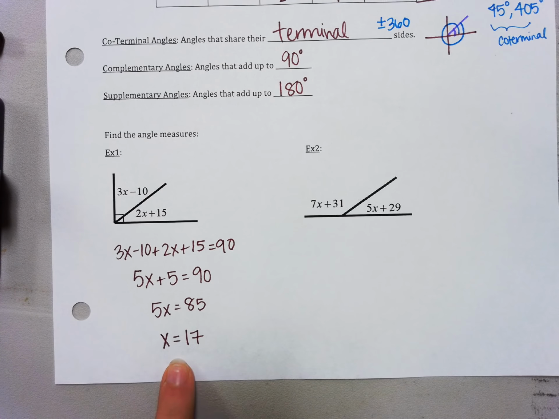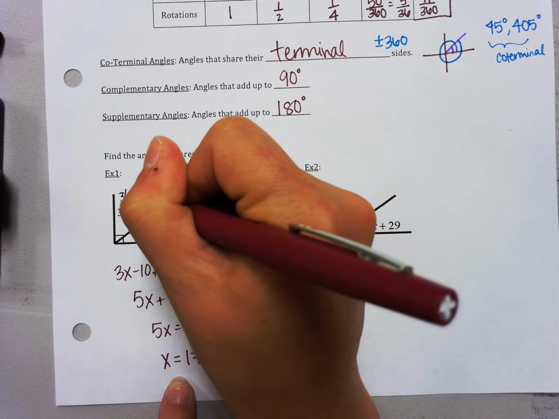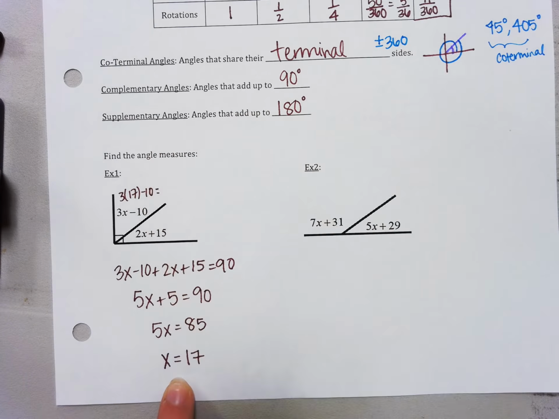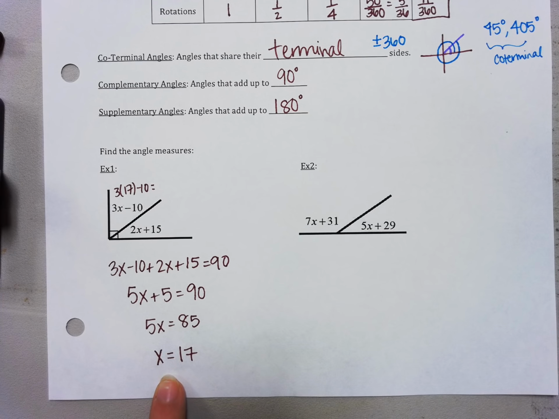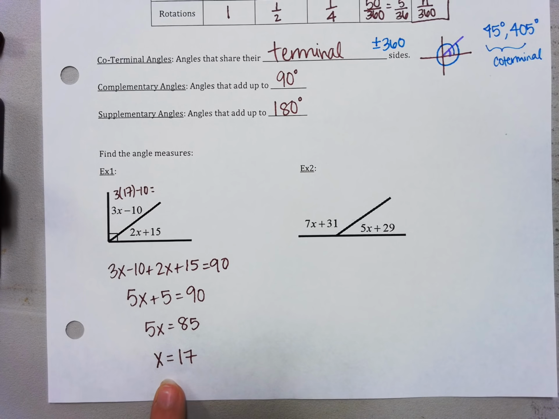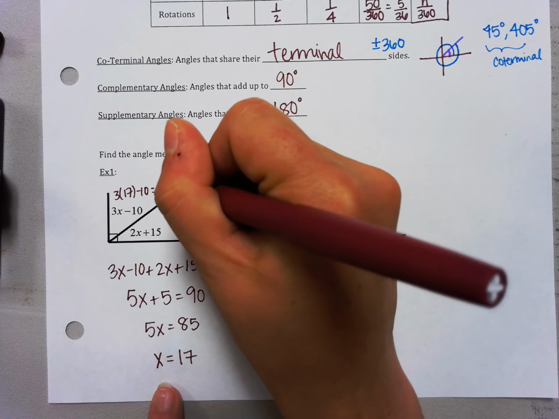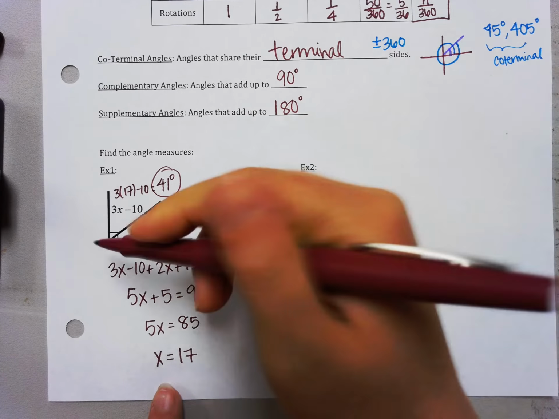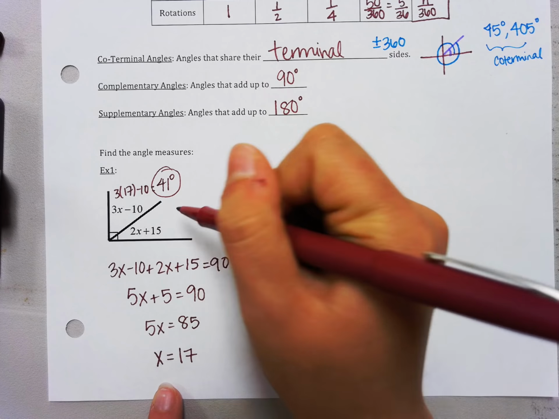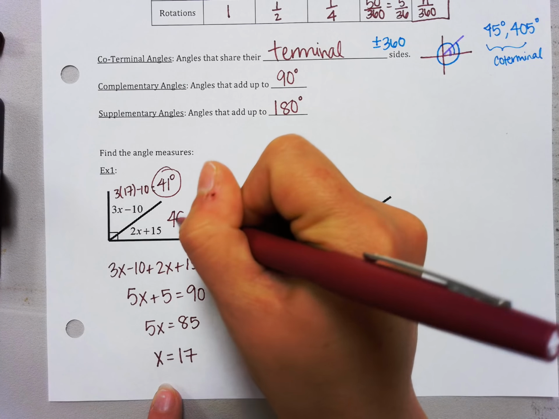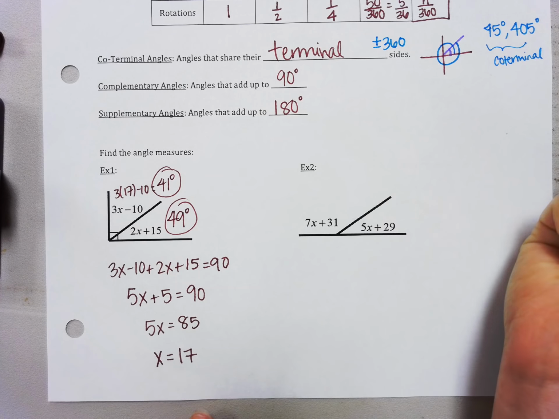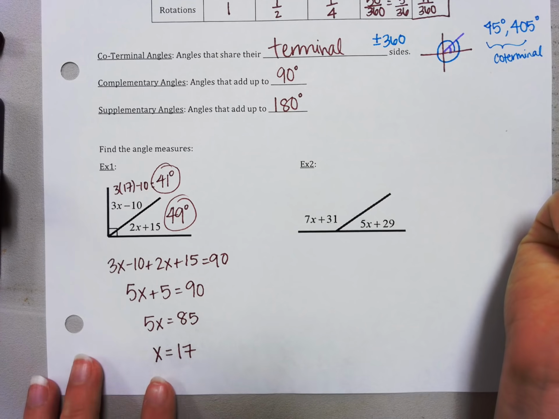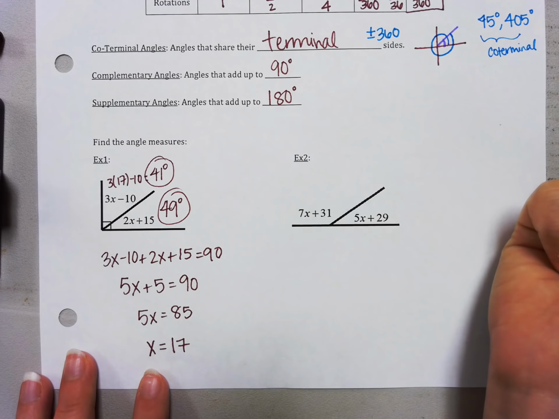So x is 17, I would plug it back in. You could plug it back into both, or you could plug it back into one and then decide to take the supplement or the complement of that angle, and that would give you that. If I plug in 17 here, I should get 41 degrees, which is one of my angles. And I could do 90 minus that or plug it in here. Either way, you should get your second answer of 49 degrees. So those are your two angle measurements for those two spots.